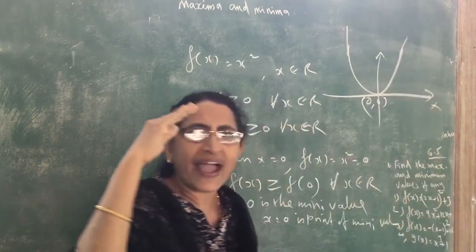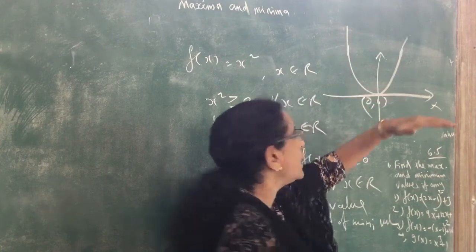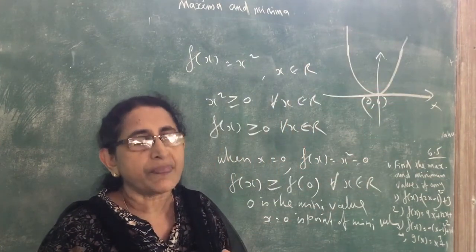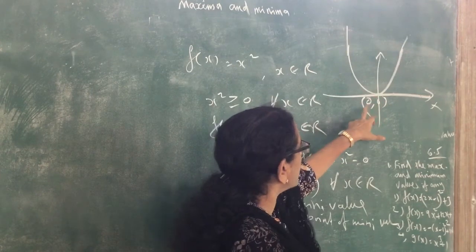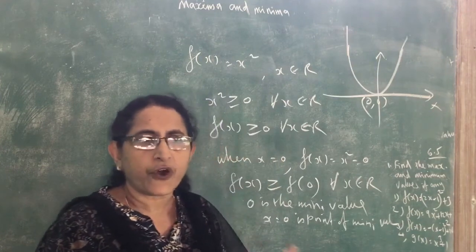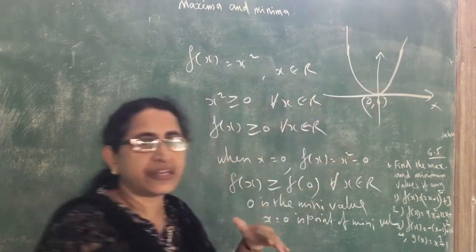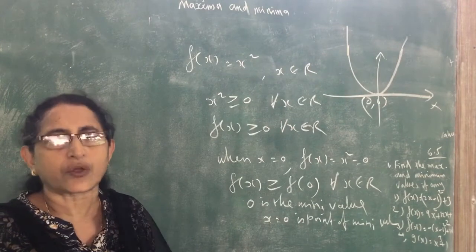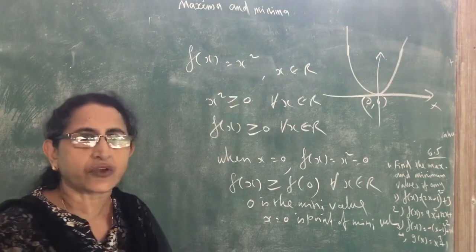So there is no maximum value, but the minimum value of the function occurs when x equal to 0, and when x equal to 0, y is also 0. So f of 0, that is 0, is the minimum value of the function, and the minimum value occurs when x equal to 0. So that is the graph of the function f of x equal to x square.